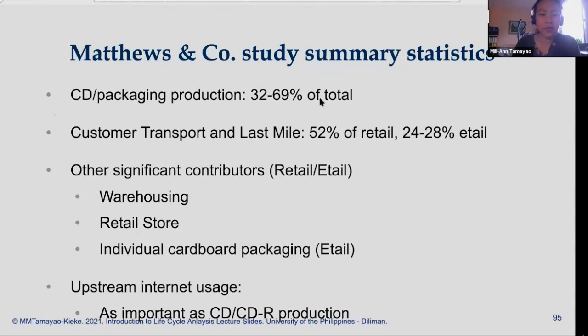So let's look at the summary statistics. For CD or packaging production, it's about 32 to 69% of the total. For customer transport and last mile, it's 52% of retail and 24 to 28% of e-tail. Then you have other significant contributors, including warehousing, retail store, and individual cardboard packaging, while upstream internet usage is actually as important as CD or CDR production.